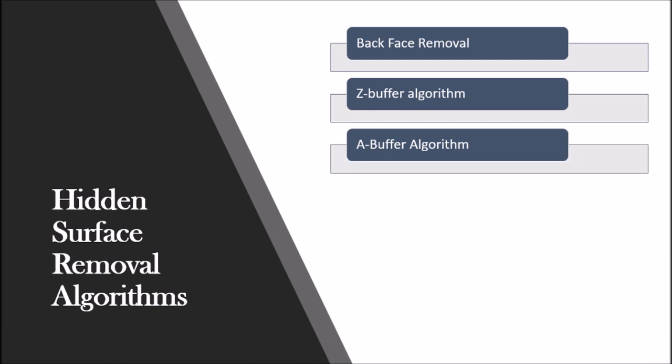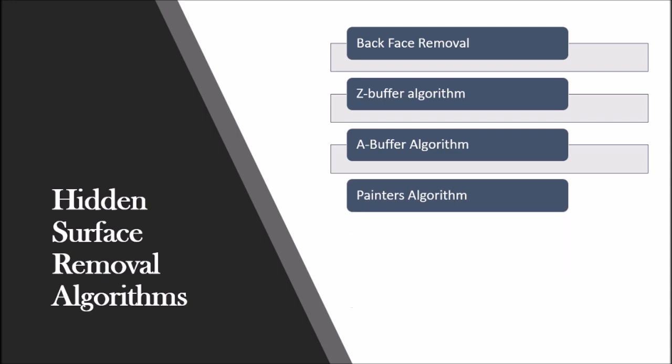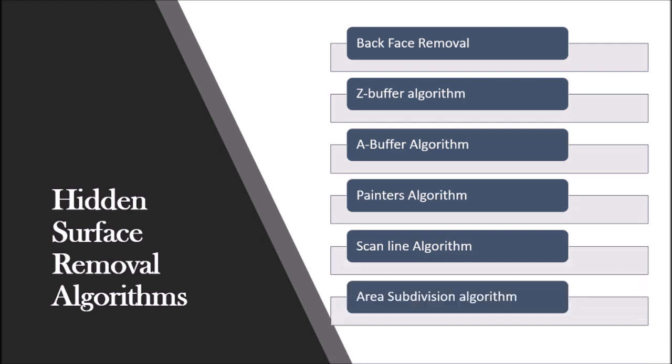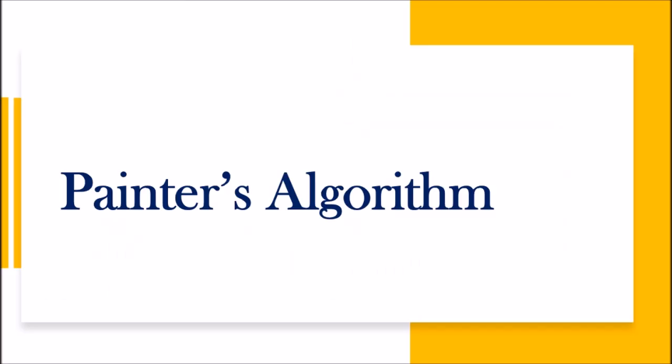Now there are a few more algorithms which are still to discuss, so in this tutorial we'll discuss those algorithms. First, we'll discuss Painter's algorithm. Second, we'll discuss the scanline algorithm, and third, we'll discuss the area subdivision algorithm. So three algorithms we'll discuss in this particular tutorial. Now we'll begin with Painter's algorithm.